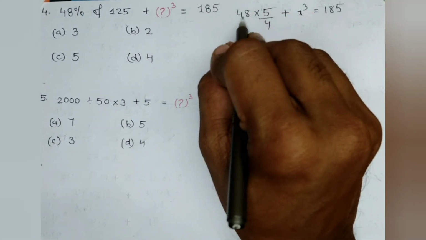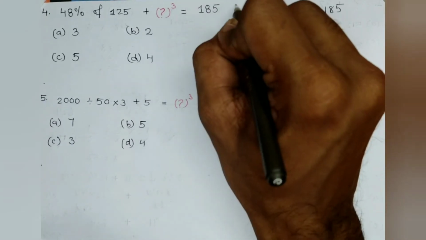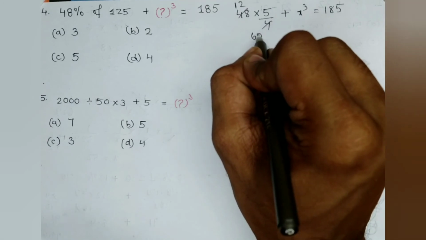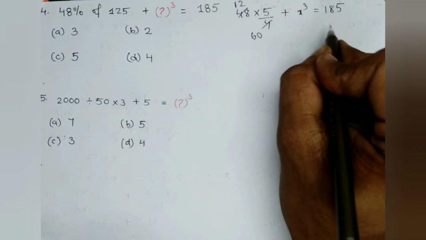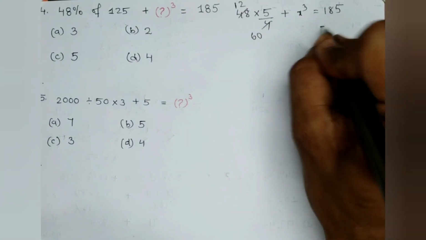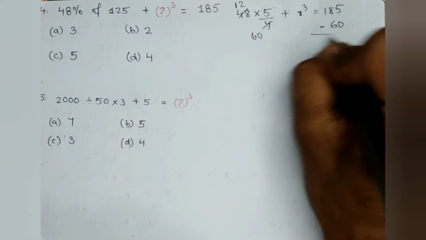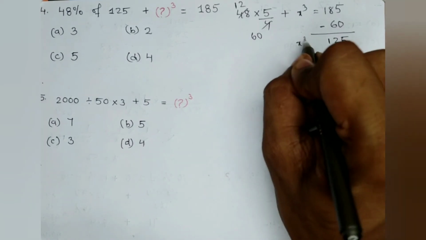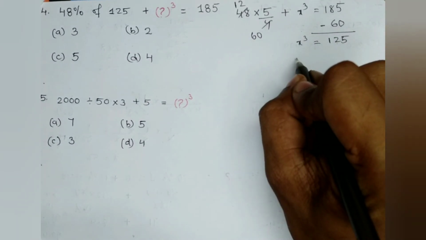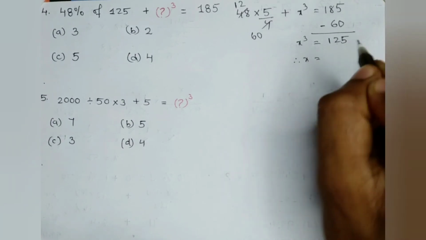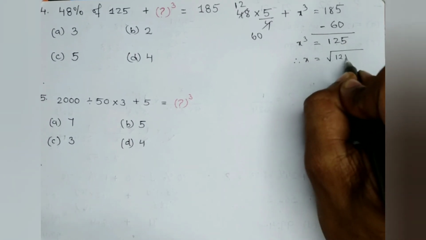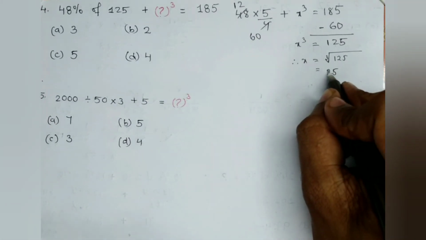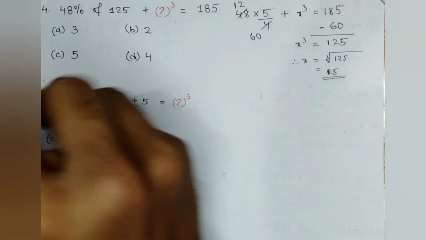Now you can cancel 48 and 4, which will give you 12. So 12 into 5 is 60, right? And 60, when it comes to the right side, becomes negative 60. So you have to subtract and you will get 125. And you can see x cube is equal to 125. For finding out x, you have to take the cube root. So cube root of 125 will fetch you, sorry, it's 5. So your option is C, 5.